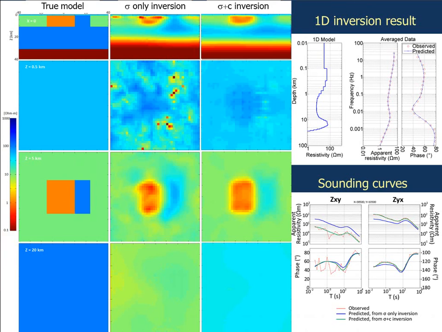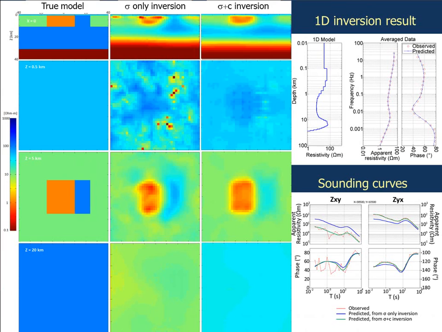You can see it's quite noisy, apparent resistivity and phase. You can see very noisy data here, and you can actually see this difference. The blue curve is the data predicted by this conductivity-only inversion, and the green line is the data obtained by this inversion. And you can clearly see this static shift between the blue and green curve, and this is the effect of near surface inhomogeneity. That's what happens.